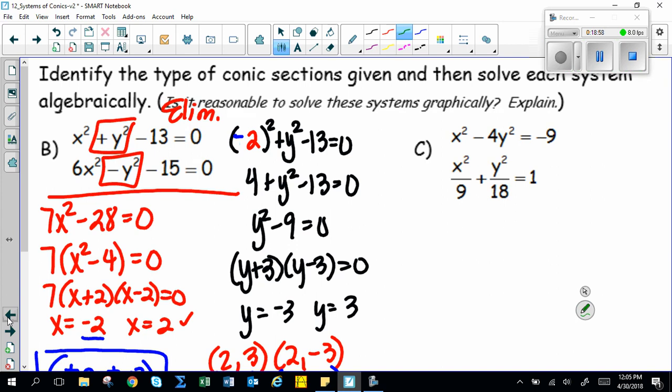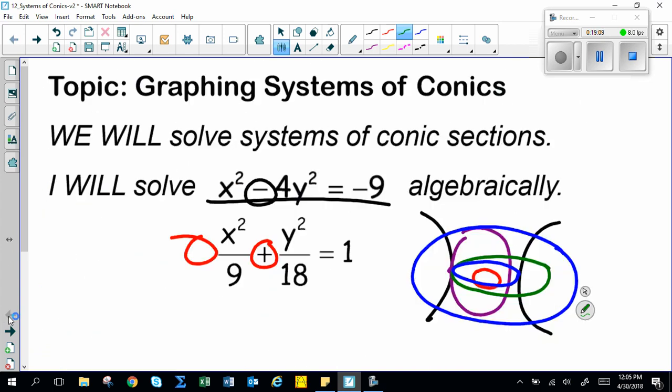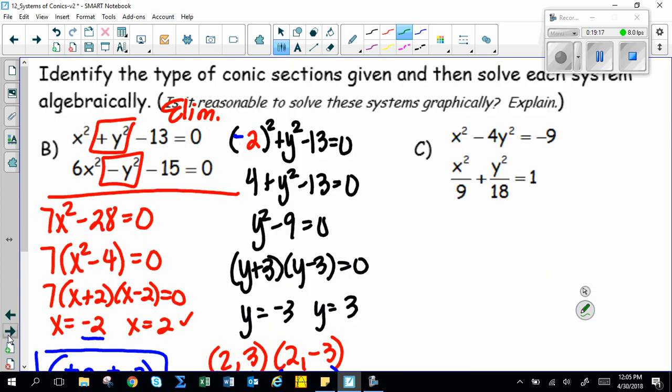So let's go back to C. No, it's your C. So what is the top equation? A circle, and then under that, an ellipse, right? That's the one that we started here. So these are our possible combinations. I've got the hyperbola and the ellipse. All right, so what do you guys think? You want to do substitution or elimination?